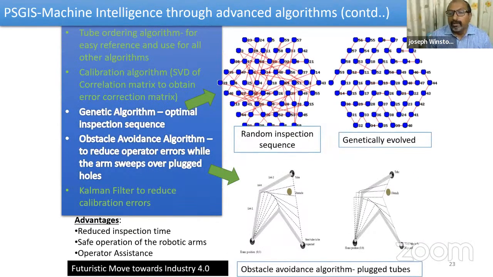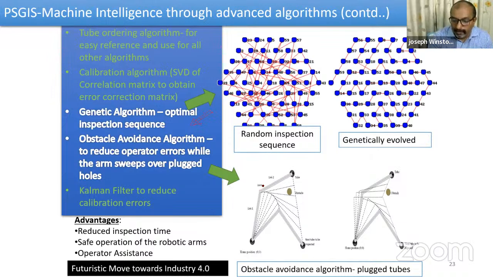Now, this is another algorithm which we have powered in. Randomly, we need to inspect some of the tubes. If the operator starts jumping between the tubes, it will be like a drunken man's walk. It will take a lot of time to complete the inspection. So we run a genetic algorithm, but the only caution is that it takes a bit of time. This is done offline. Then we converge on the optimal schema, and this is loaded into the motion controller for sequencing the tube inspection in a very structured way, which is genetically evolved. But this is not run in real time, only in this offline way.